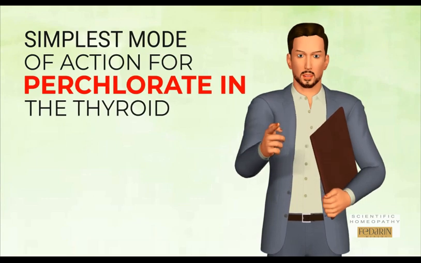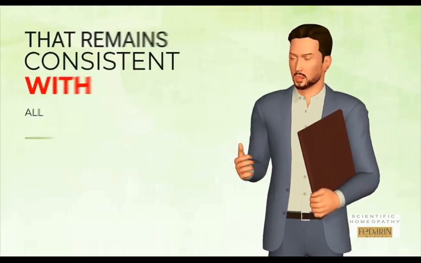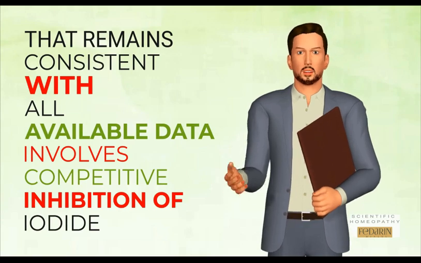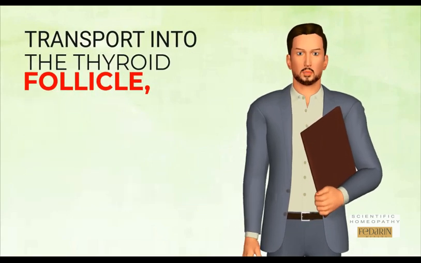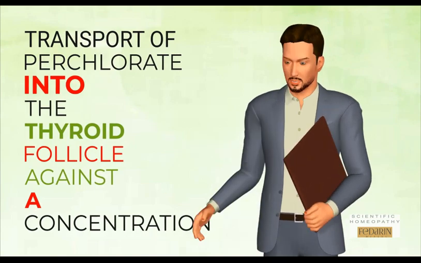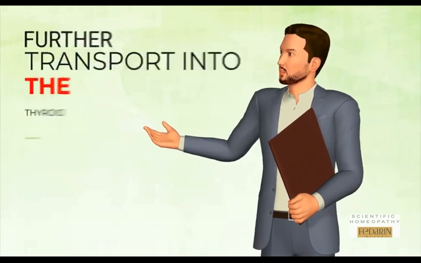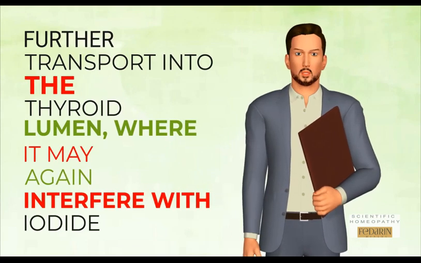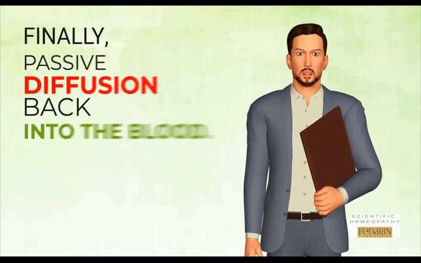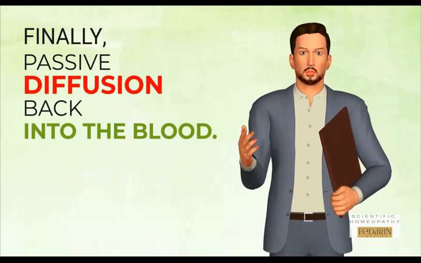Various published datasets that investigate the potential effect of exogenous perchlorate on the uptake of iodide in the thyroid and subsequent changes in thyroid hormone levels are available. The simplest mode of action for perchlorate in the thyroid that remains consistent with all available data involves competitive inhibition of iodide transport into the thyroid follicle, transport of perchlorate into the thyroid follicle against a concentration gradient, further transport into the thyroid lumen, where it may again interfere with iodide transport, and, finally, passive diffusion back into the blood.